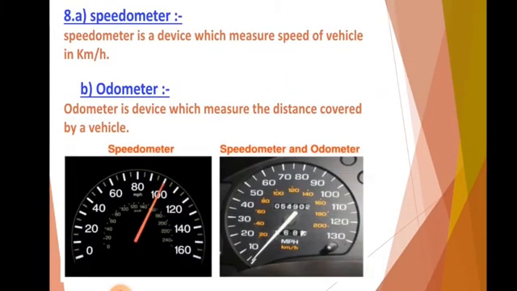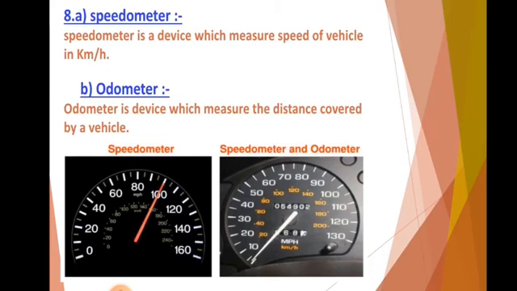Now let us learn about speedometer and odometer. Speedometer is a device which measures the speed of a vehicle in kilometers per hour, and odometer is a device which measures the distance covered by a vehicle. We often see this in various vehicles. So next time you sit in a vehicle, just notice the speedometer. Here the speedometer is showing the speed as 100 and the odometer is showing the distance which is travelled by the vehicle so far.